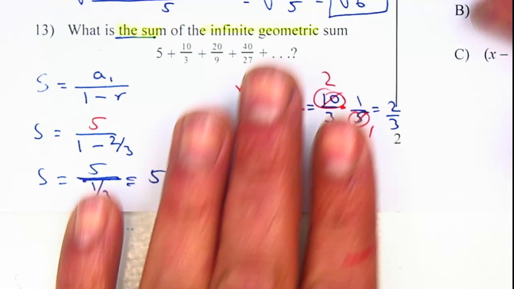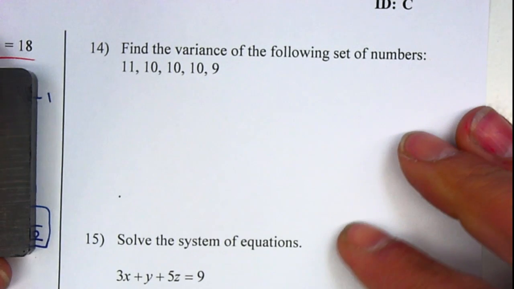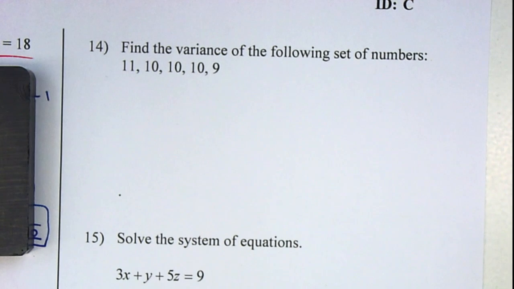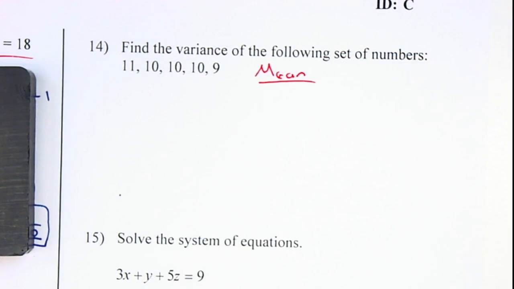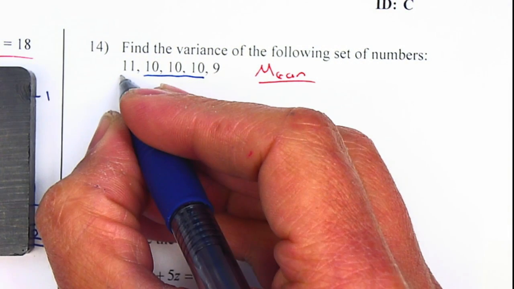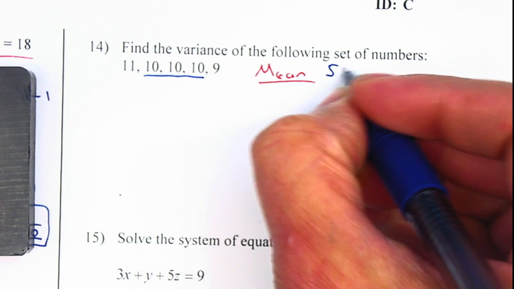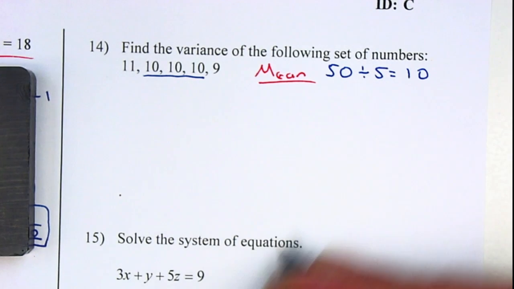Now let's continue with problem number 14. Problem number 14, I need to be able to find the variance. So to find the variance, it's the same process as finding the standard deviation. First, I need to be able to find my mean, my average. So I need to be able to add up all the numbers. So we have 30, 41, 50. So we have 50 divided by how many numbers we have? 5, which is 10. So my average will be 10.